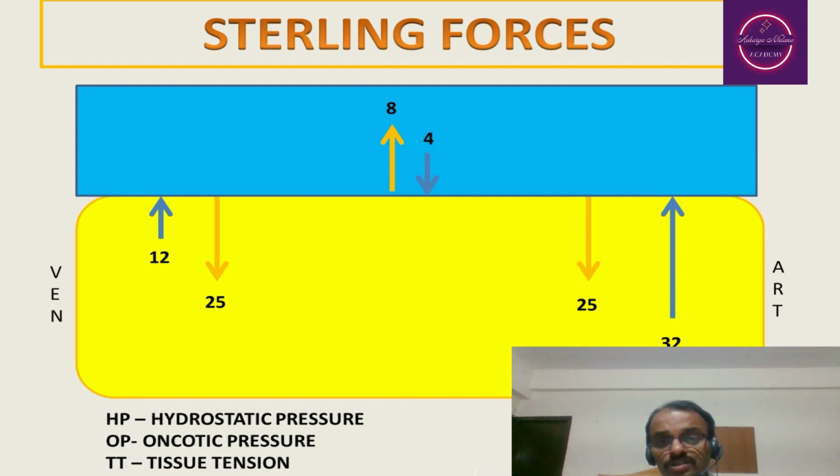So the Starling forces are the forces acting across the capillary membranes, which are generated by the water, the proteins, and the electrolytes present in the capillaries and in the interstitial spaces. These are responsible for the transport of nutrients and metabolites across the capillary membranes. So look into that particular video to have a proper understanding of this.